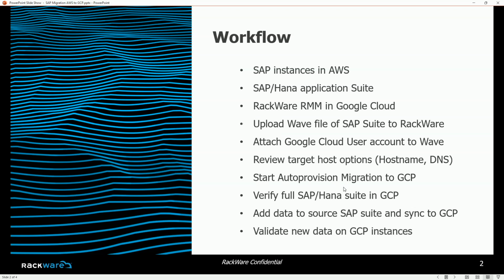We'll start our auto provision of that production workload into Google Cloud, and then we'll verify our full SAP HANA suite that has been migrated over into Google Cloud. After that, we'll add some data to our source environment, and then we'll perform what we call a Delta sync into our Google Cloud instances, and then we'll validate that new data on those GCP instances.